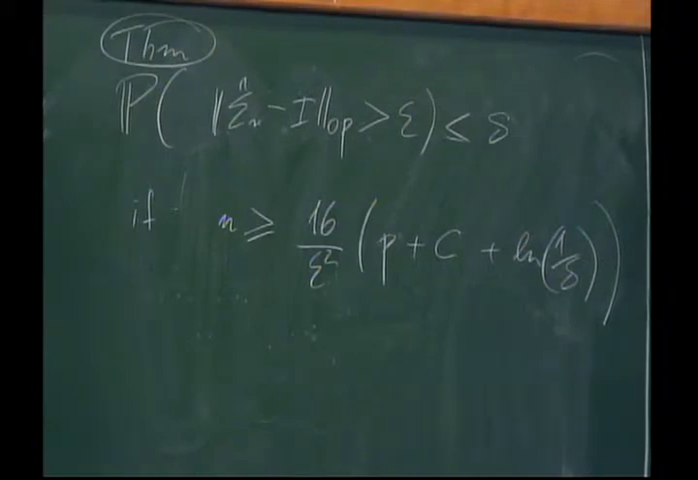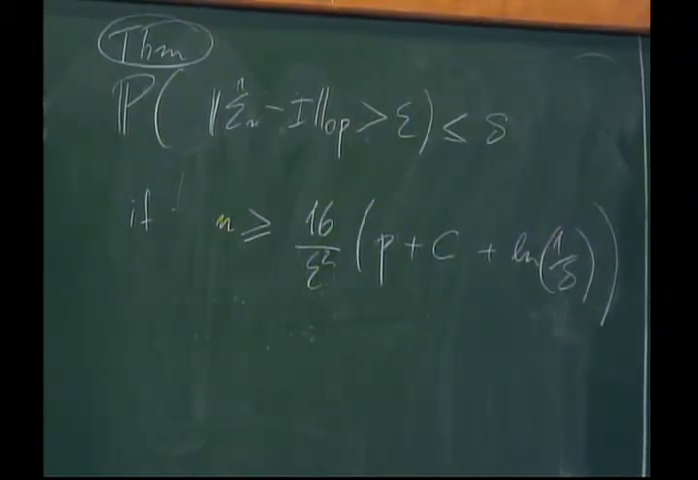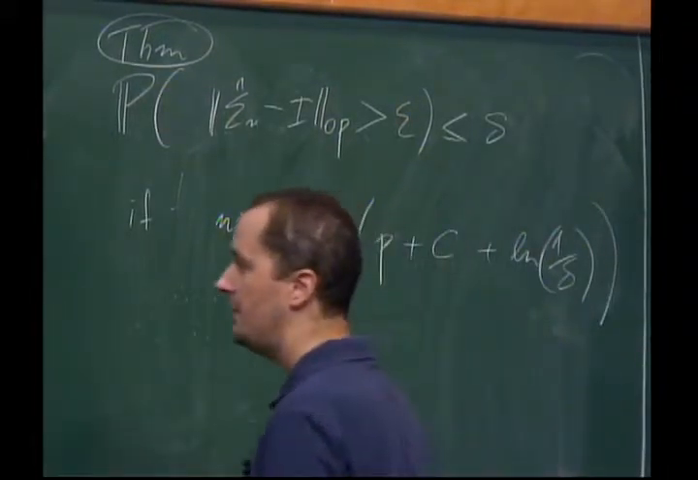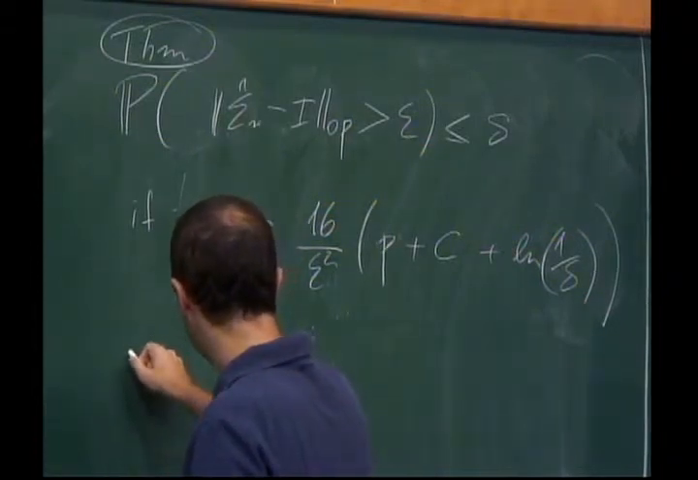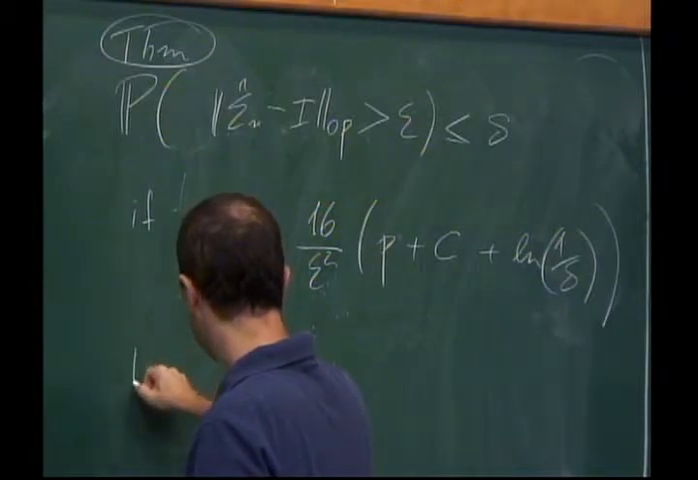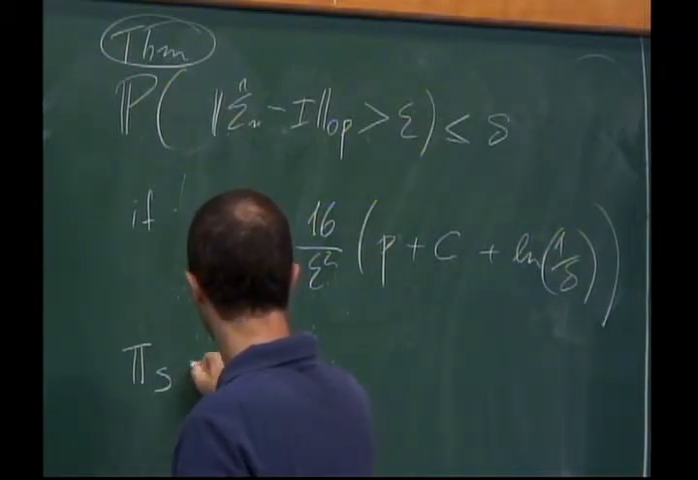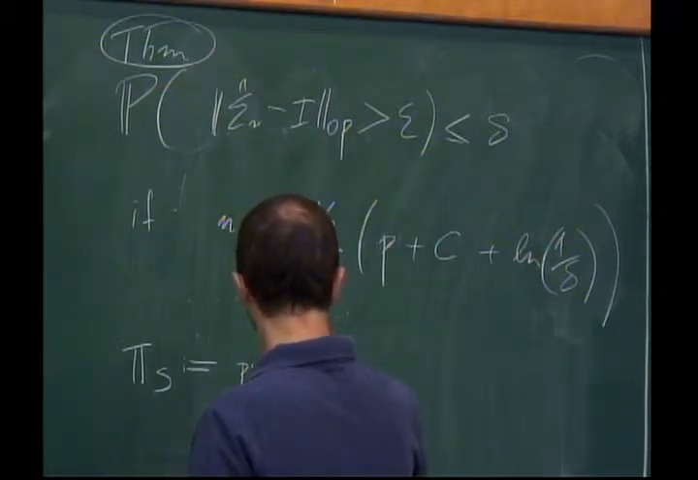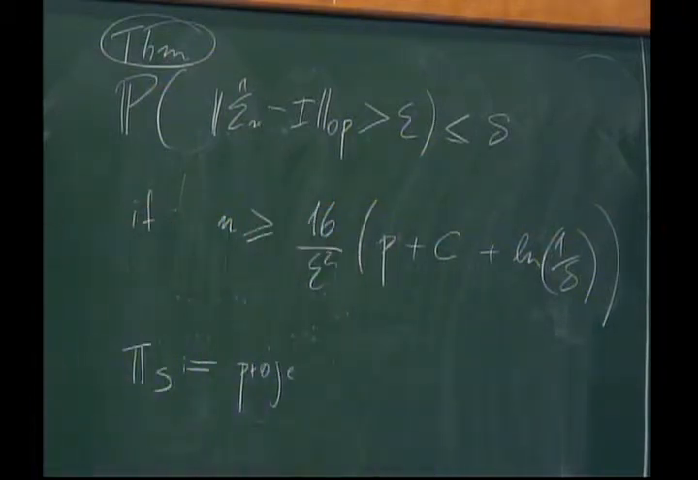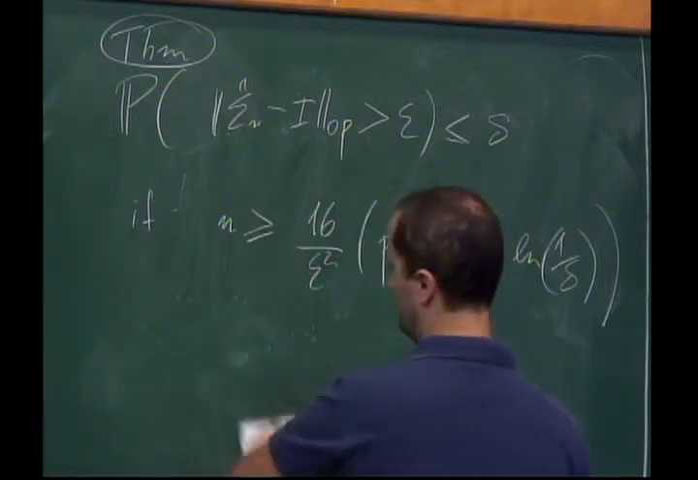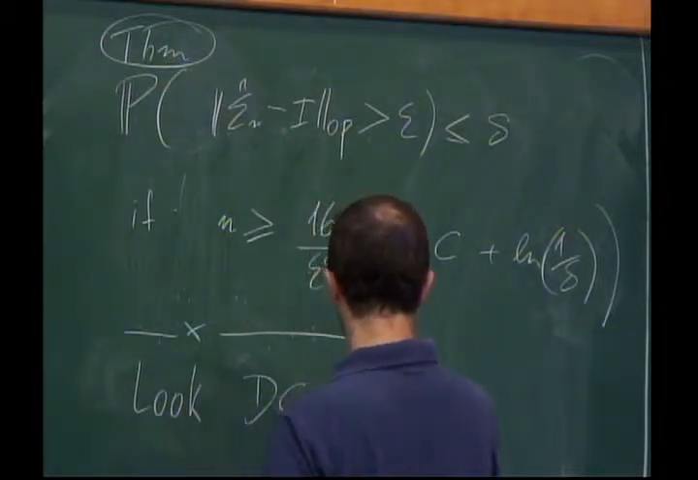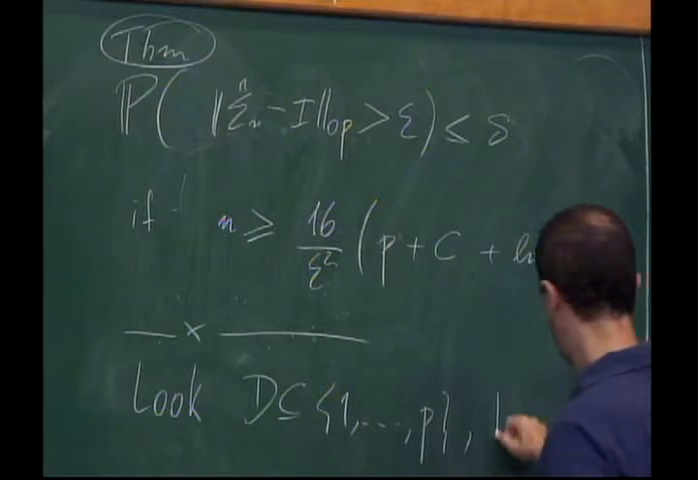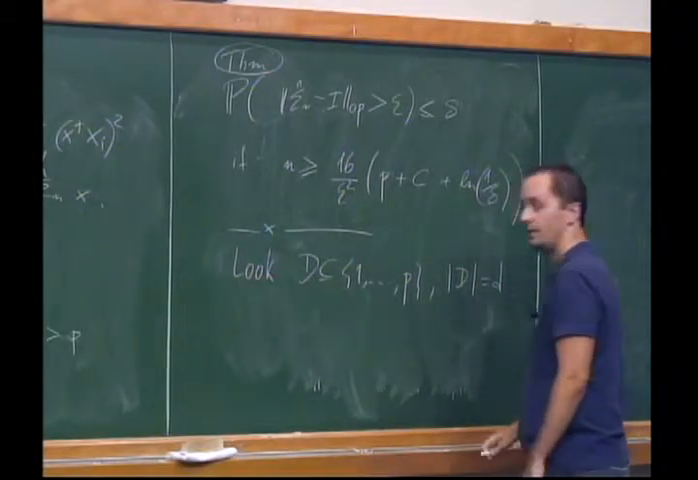We don't need the matrix sigma hat n to be close to the identity. We need something much easier, something much less demanding. And here's what it is. Let's look at a subset D of the coordinates which has little d elements.